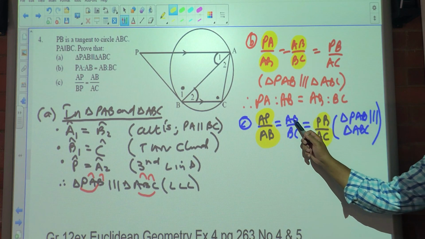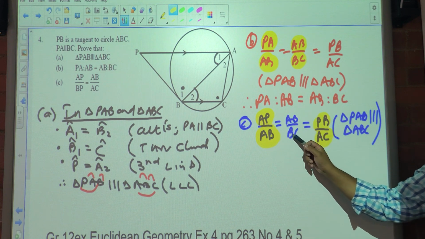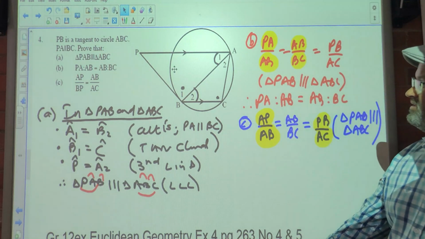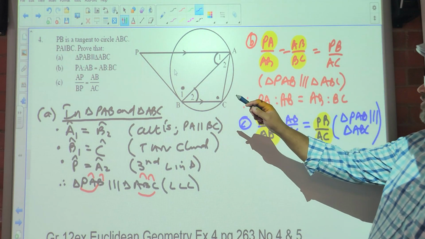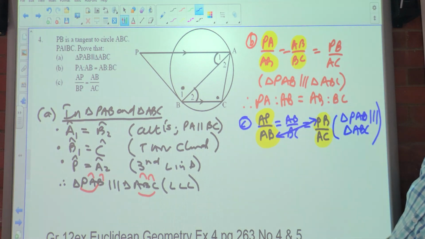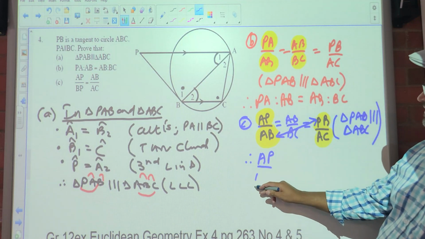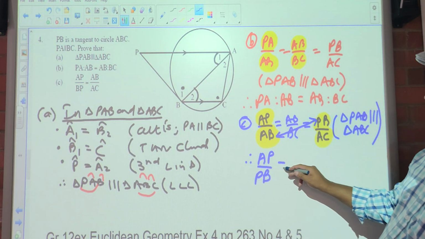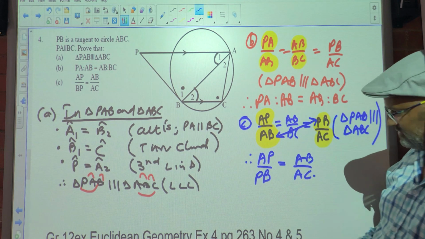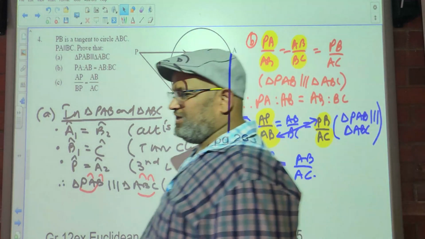Because once I choose that, then I've got one there and don't need that one. Once I have that numerator, I don't need that denominator. Okay. But is it in that form? No. Must interchange those two. Not so. So therefore, AP over PB is equal to AB over AC. Any confusion there?